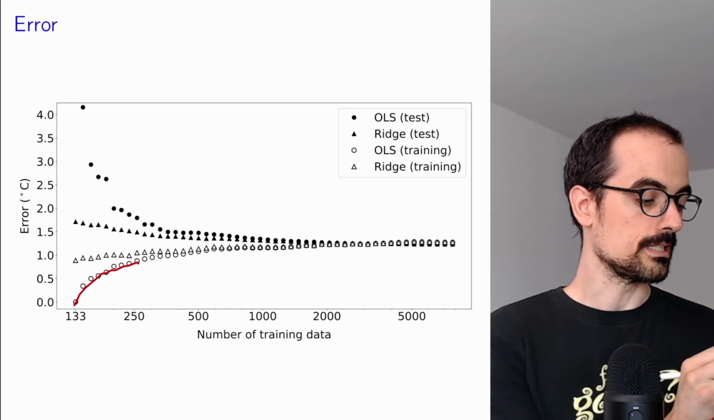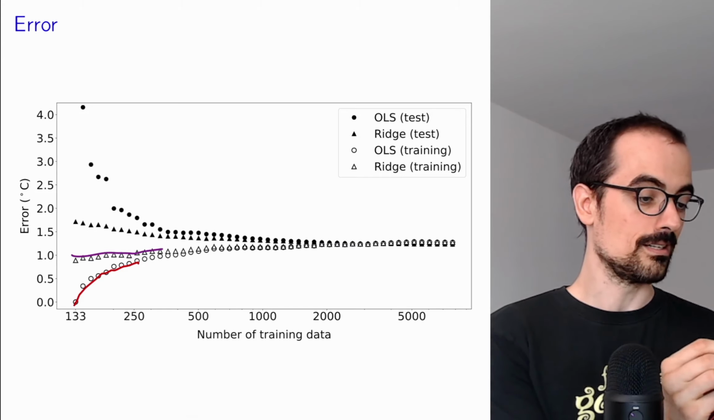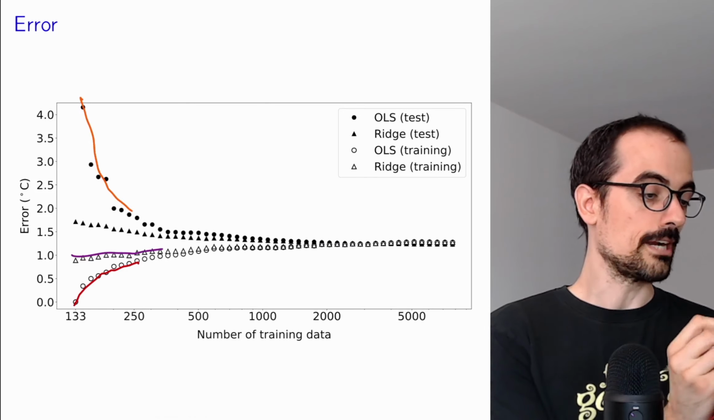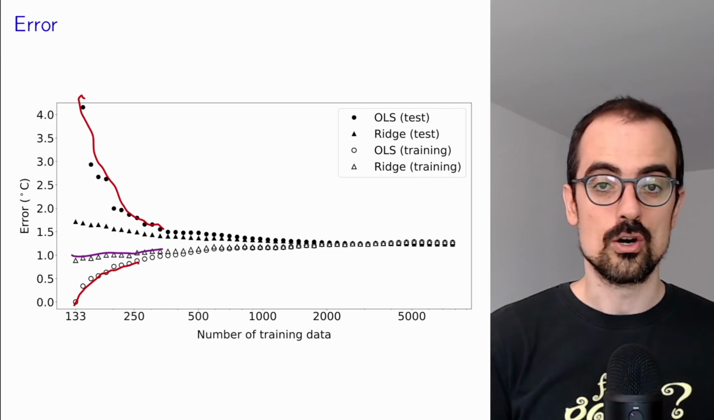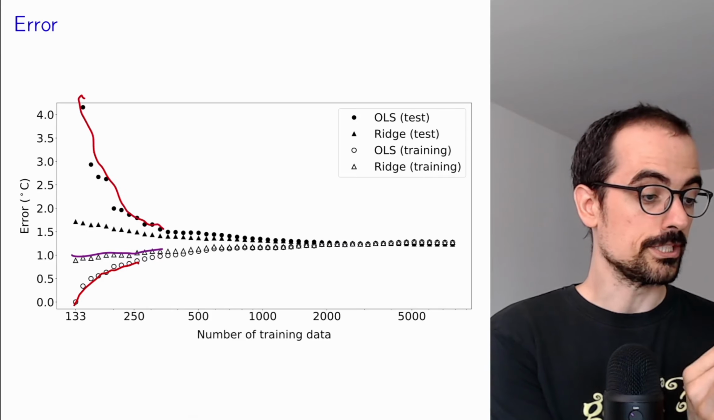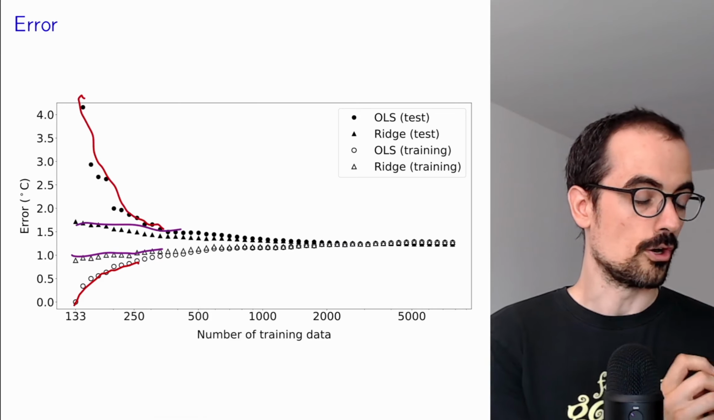Now ridge regression has much less overfitting, and as a result, the terrible test error of ordinary least squares is much improved by ridge regression on our real dataset.